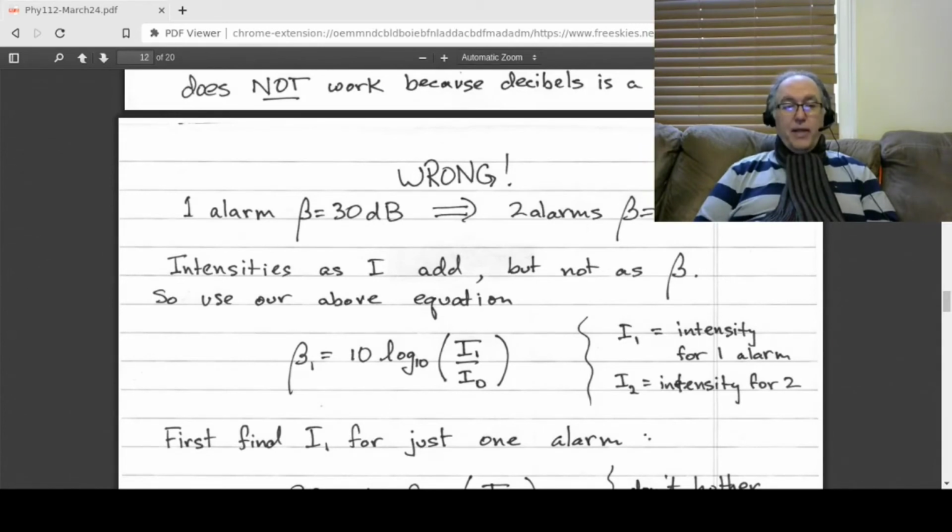We start off with the formula again, but now notice that I have beta 1, so I'm putting a subscript there because I'm going to refer to just one bell. So beta 1 is equal to 10 log of I1 over I0, where I1 now is just the intensity of 1 alarm. And below I'm going to have I2, the intensity of 2 alarms, and I4, the intensity of 4 alarms, and so on. But let's just look at the intensity of 1 alarm.